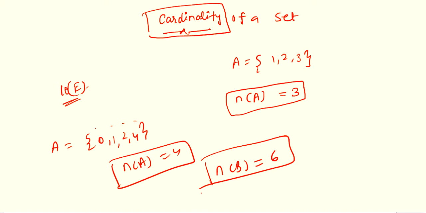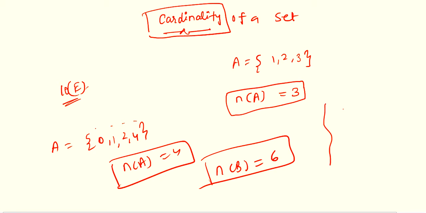Then the third one is the empty set. And you know very well about the empty set. Empty set means nothing we are having inside. So if you are not having anything, you can't count that one. So your required answer will be 0. Then question number 1 you can solve.